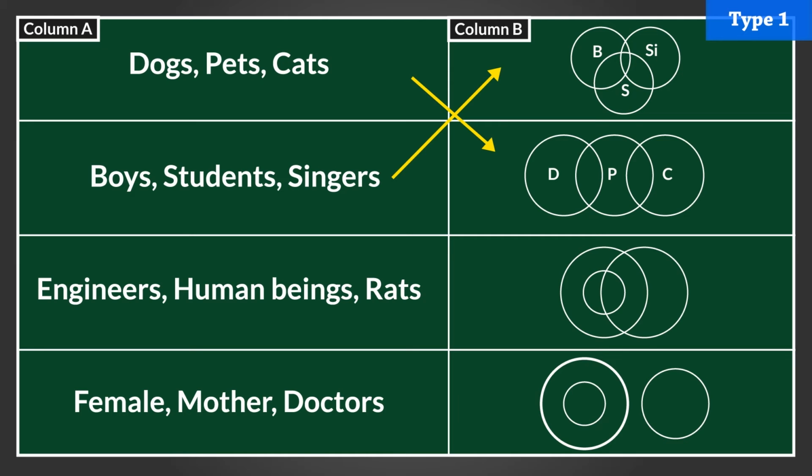Next one, engineers, human beings, rats. All engineers are human beings, but no human being is a rat. So that can be represented by this figure. Here, there are two circles, one smaller circle and the bigger circle. The smaller circle represents engineers and the bigger circle inside which it is placed represents human beings. And the set which is completely different, away from the other two sets, represents rats.